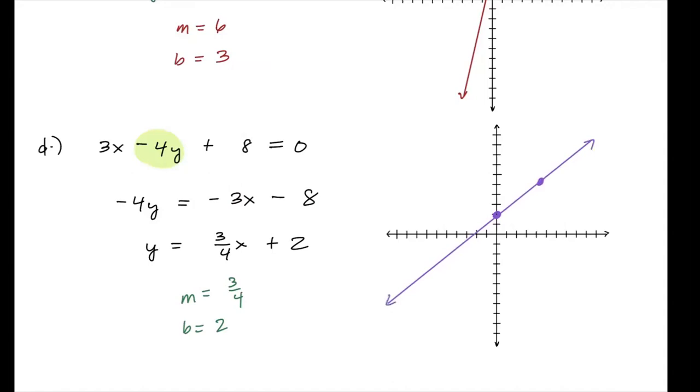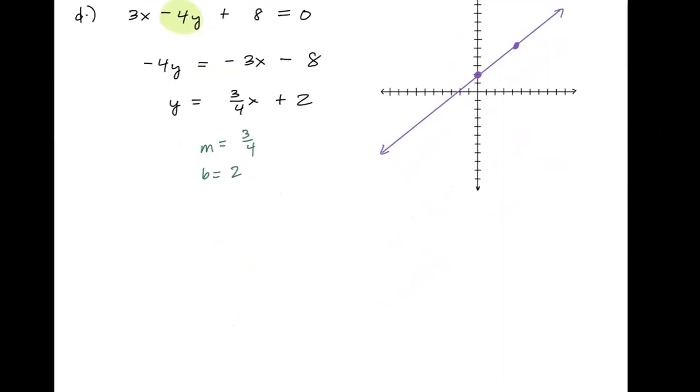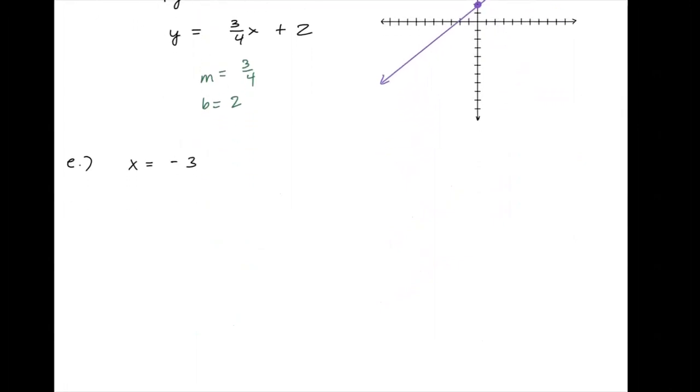So here we go. Okay, last one I want to show you guys is what if we just have x is equal to negative 3? Well, here's a unique situation because there's no y. So in this case, this represents the graph of a vertical line, which tells us that the slope is undefined, which means that the y-intercept also does not exist. DNE stands for does not exist.